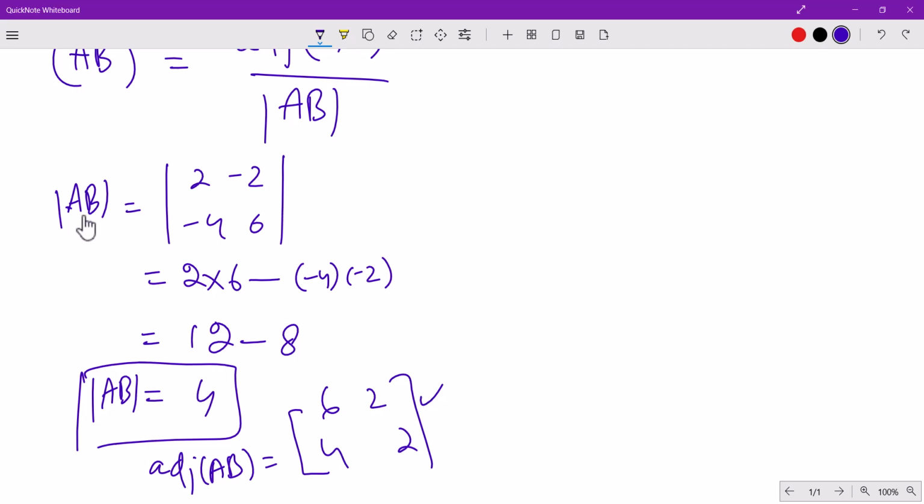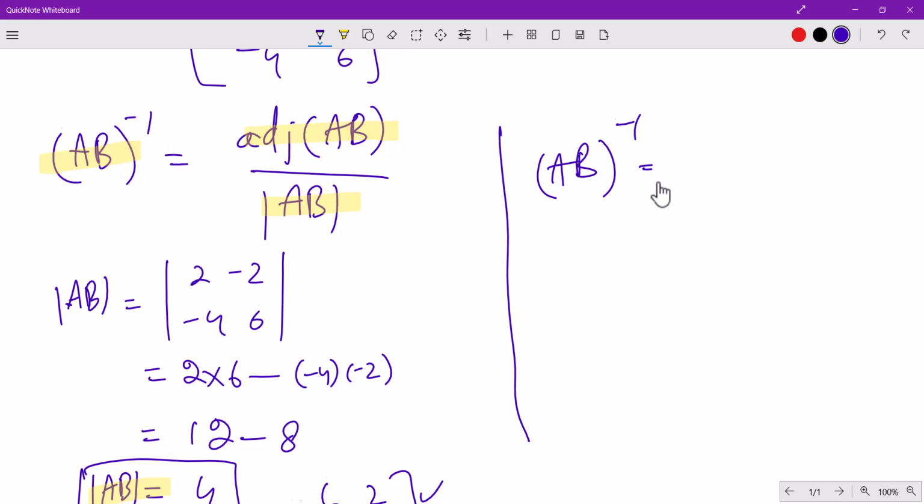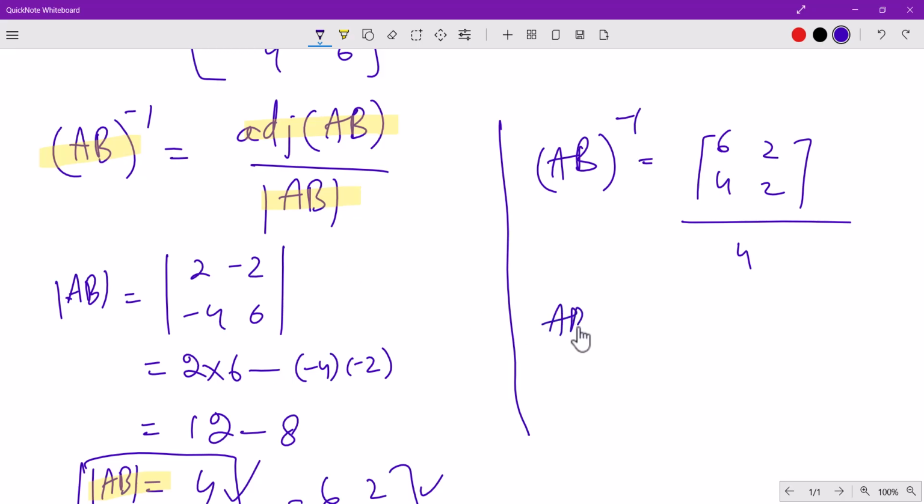Now we put the adjoint and the determinant in the equation. Finally, (AB) whole inverse is equal to adjoint of AB, which is 6, 2, 4 and 2, divided by the determinant of AB, which is equal to 4. Further simplifying, (AB) whole inverse is equal to 1 divided by 4 times 6, 2, 4 and 2.